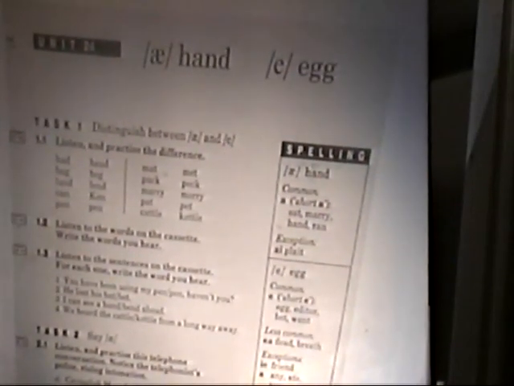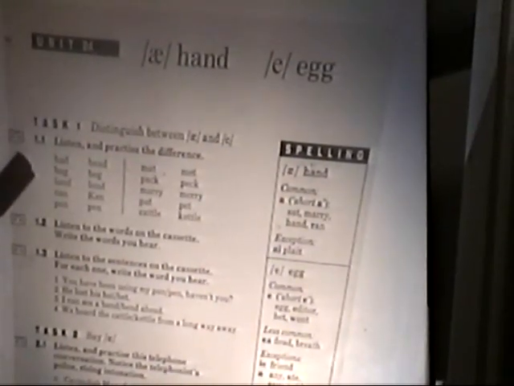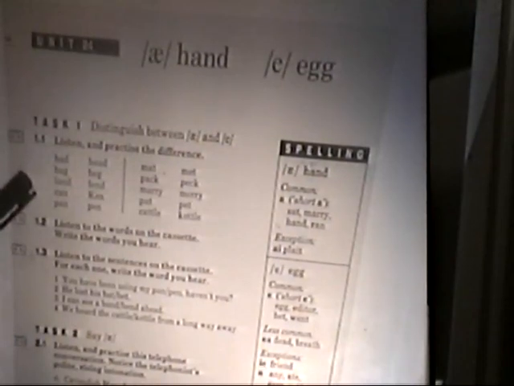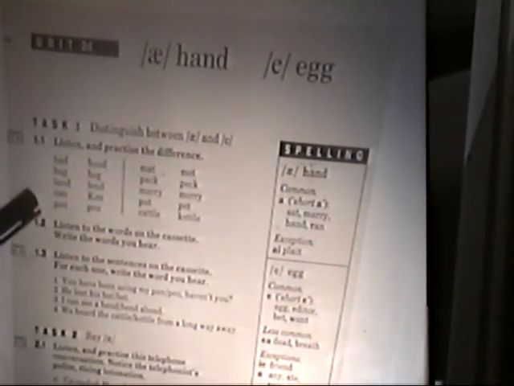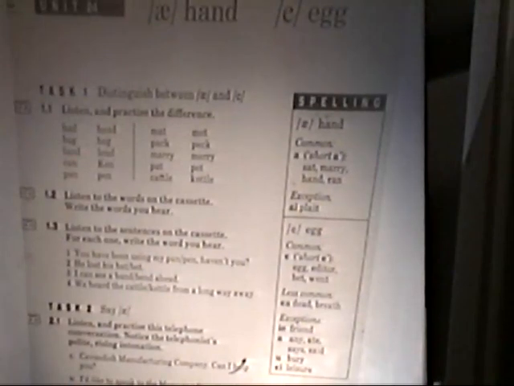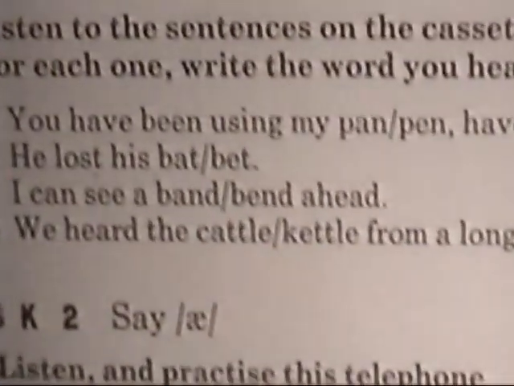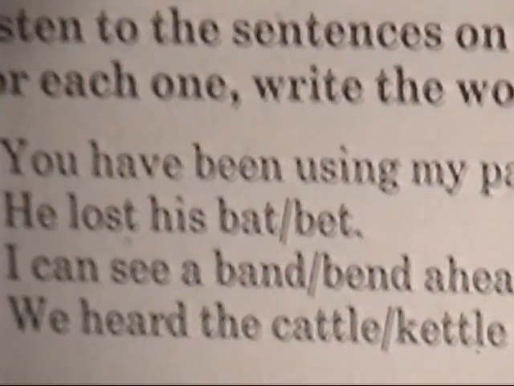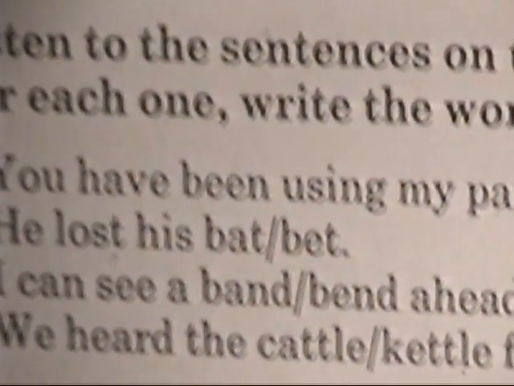And again, in our textbooks, we can find plenty of practice material: had and head, bag, beg, land, lend, can, ken, pan, pen, mat, met, and so on. Sentences. First one is, you've been using my pan, haven't you? Second one, you've been using my pen. He lost his bat, he lost his bet. I can see a band ahead, I can see a bend ahead. We heard the cattle from a long way away, we heard the kettle from a long way away. Okay.